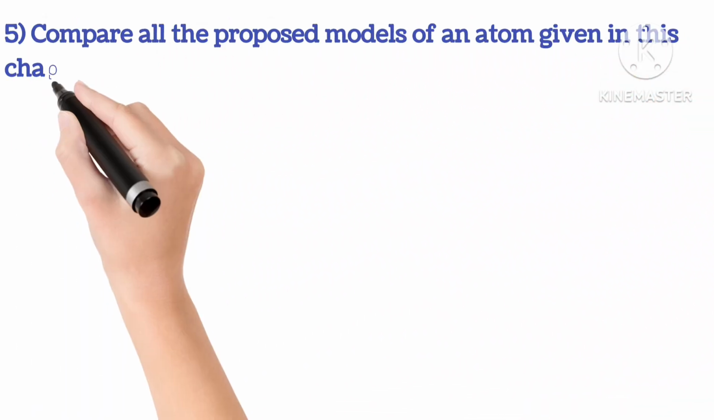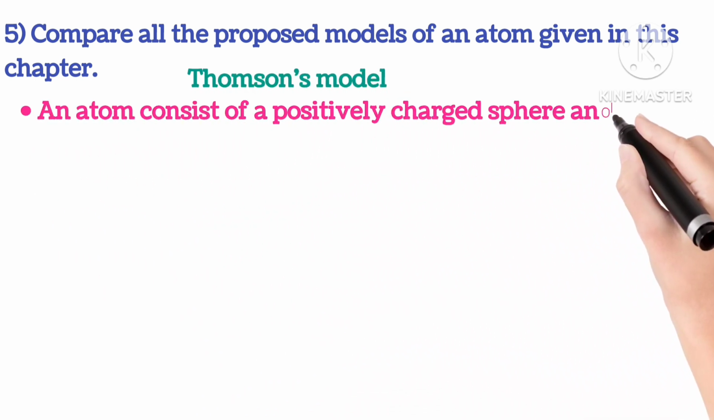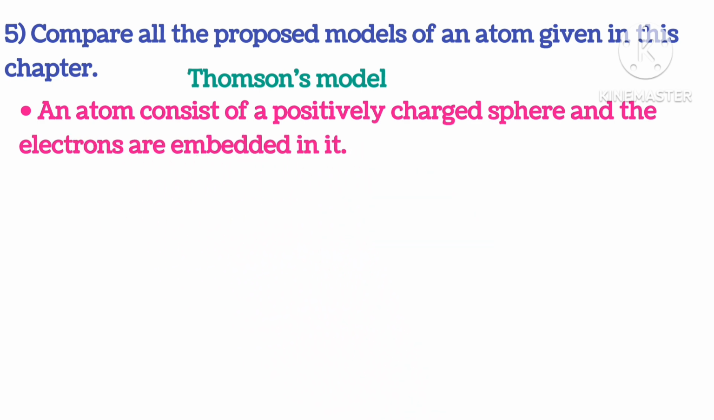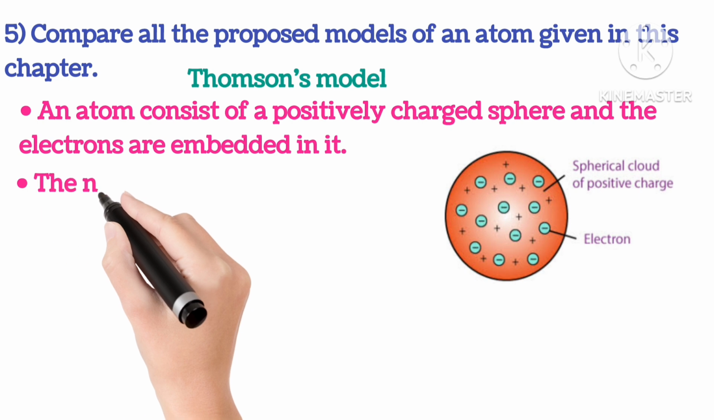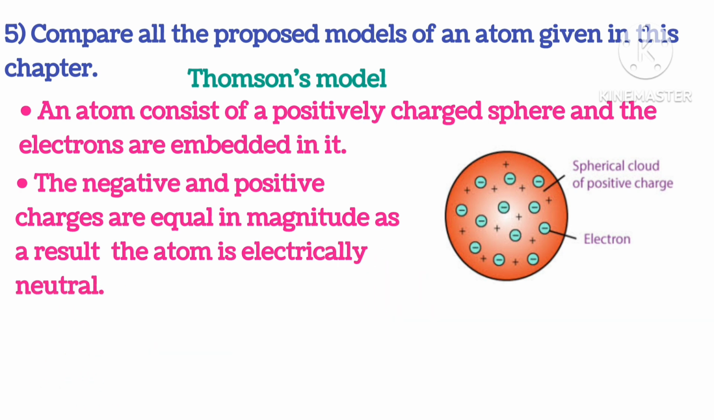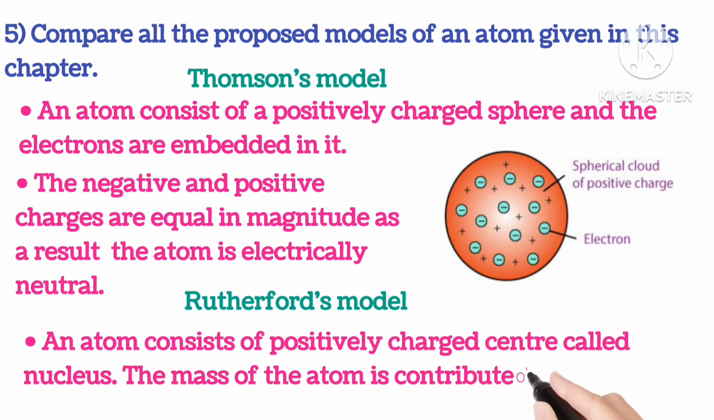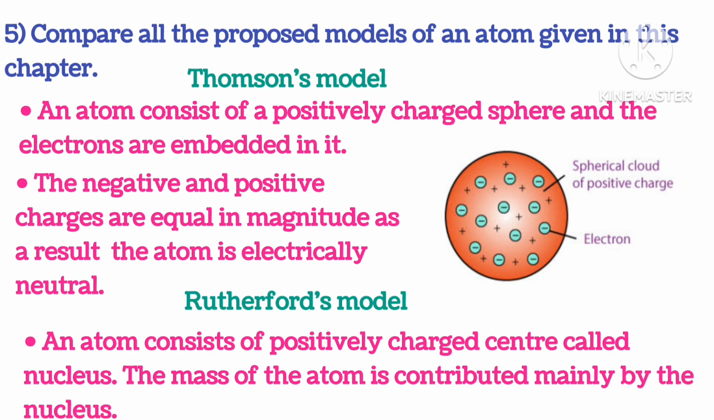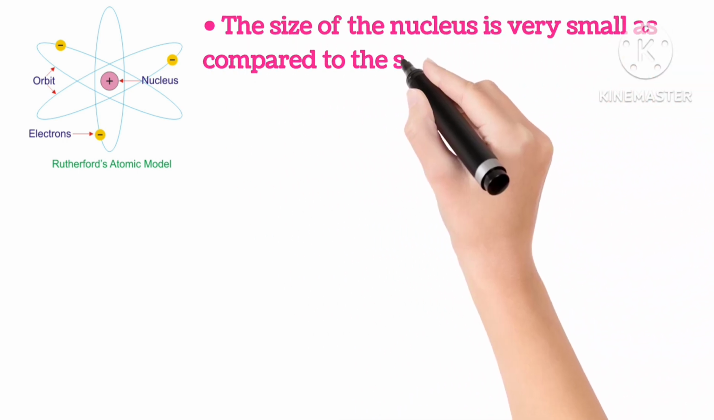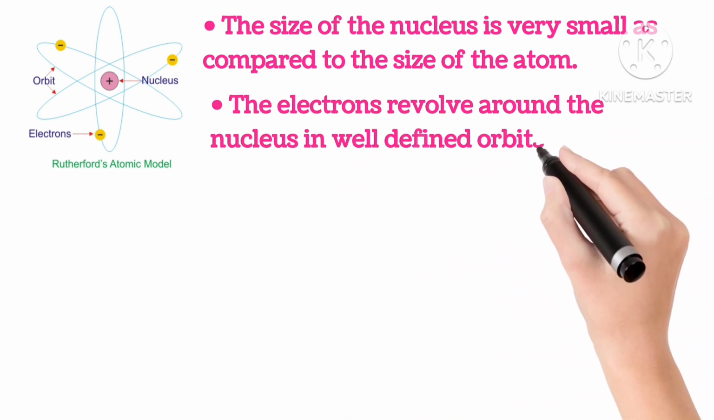Compare all the proposed models of an atom given in the chapter. First is Thomson's model. According to this model, atom consists of positively charged sphere and electrons are embedded in it. As shown here in the picture, the negative and the positive charges are equal in magnitude. As a result, the atom is electrically neutral. Next is Rutherford model, according to which atom consists of positively charged center called nucleus. The mass of the atom is contributed mainly by the nucleus. As shown in this picture, the size of the nucleus is very small as compared to the size of the atom. The electrons revolve around the nucleus in well-defined orbits.